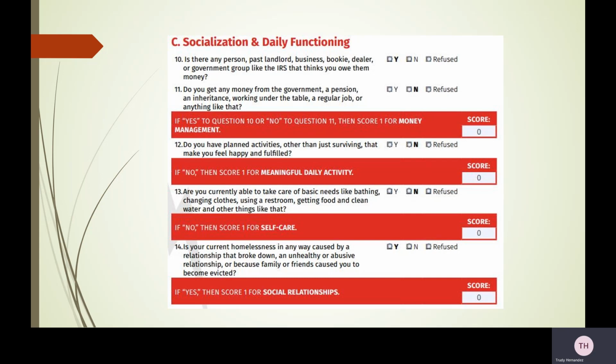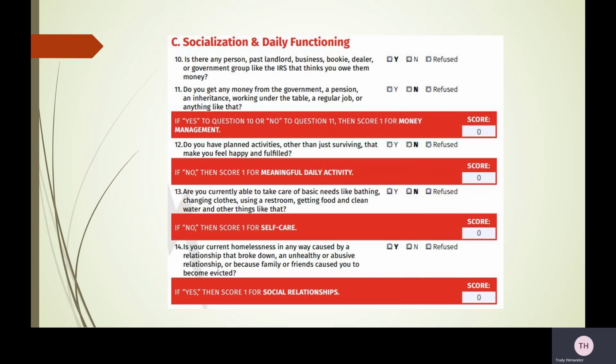Question 12, do you have any planned activities other than just surviving that make you feel happy and fulfilled? This is a question that I often get asked for clarification. So some examples that I might give is, do you plan every week to go see a family member? Do you have family game night?